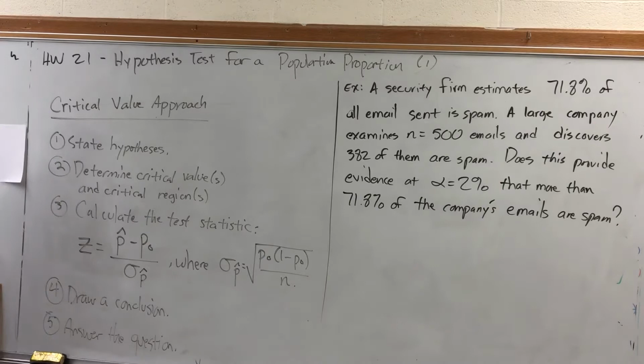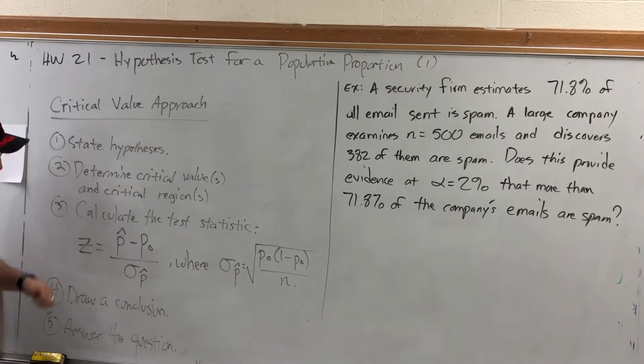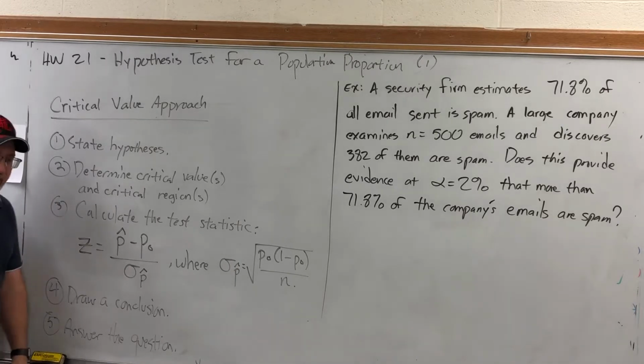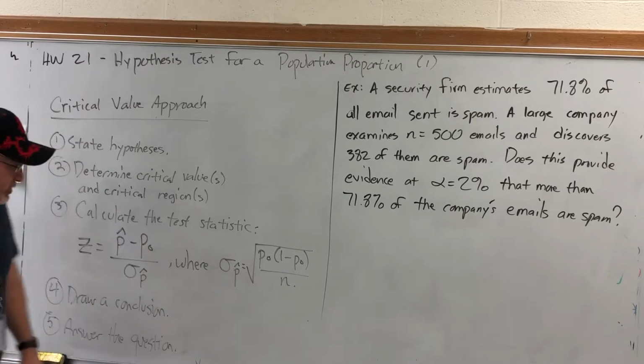So I'll summarize the critical value approach from before. It's exactly the same except for the third step. First step is still state the hypotheses. Second step is still to determine the critical value or values and the critical region or regions. Remember, this is contingent on the significance level, which is the area of the critical regions, and whether or not the alternative hypothesis dictates a left tail, right tail, or two-tail test.